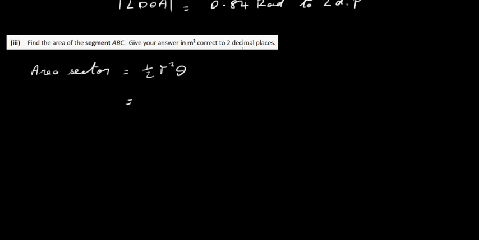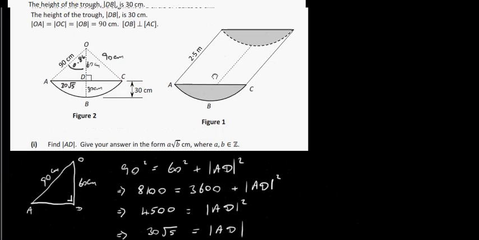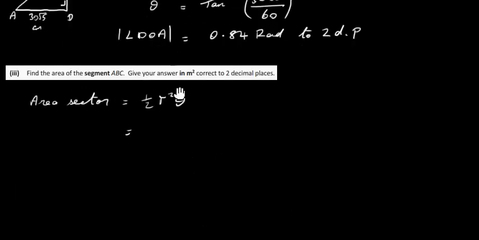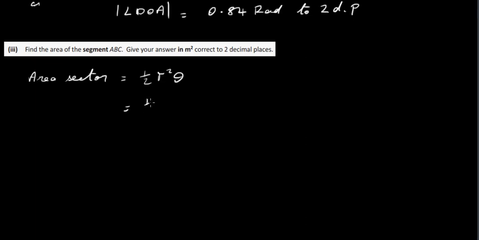The radian measurement of half the angle is 0.84. Remember, our angle here is 0.84, so we've got to double that to put into this formula. If we double that, we get 1.68. So the angle here is actually 1.68. So we've got half times the radius, which is 90, squared, and 1.68 radians is the angle of the sector.